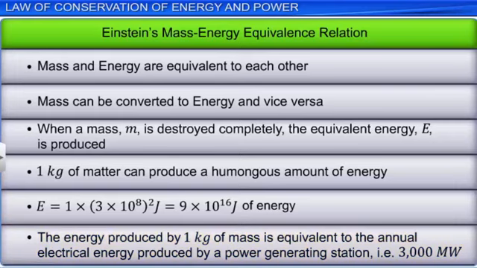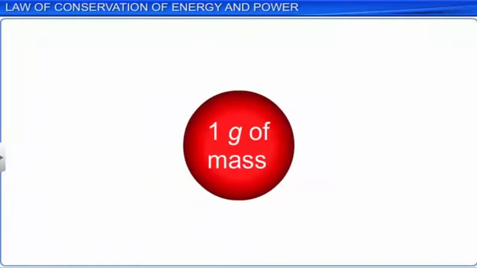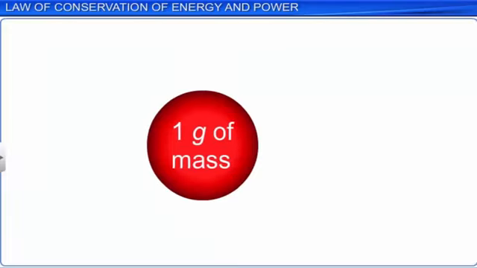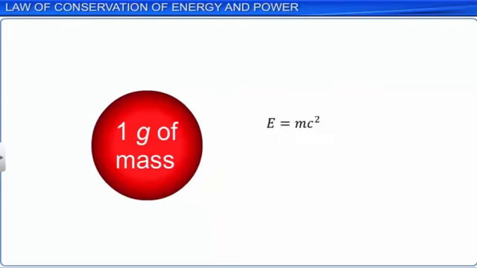Now, if 1 gram of mass is completely destroyed, the energy produced is expressed as E is equal to mc², that is, equal to 0.001 × 9 × 10¹⁶, that is equal to 9 × 10¹³ joules.